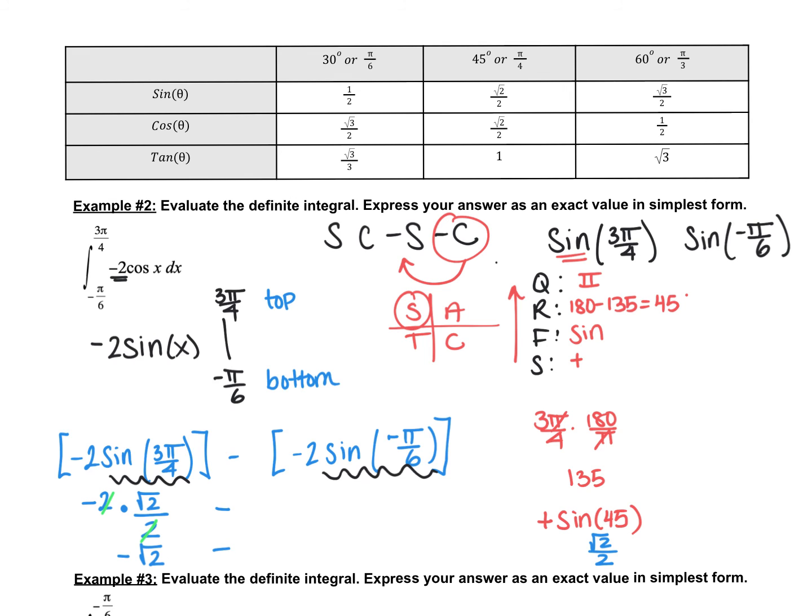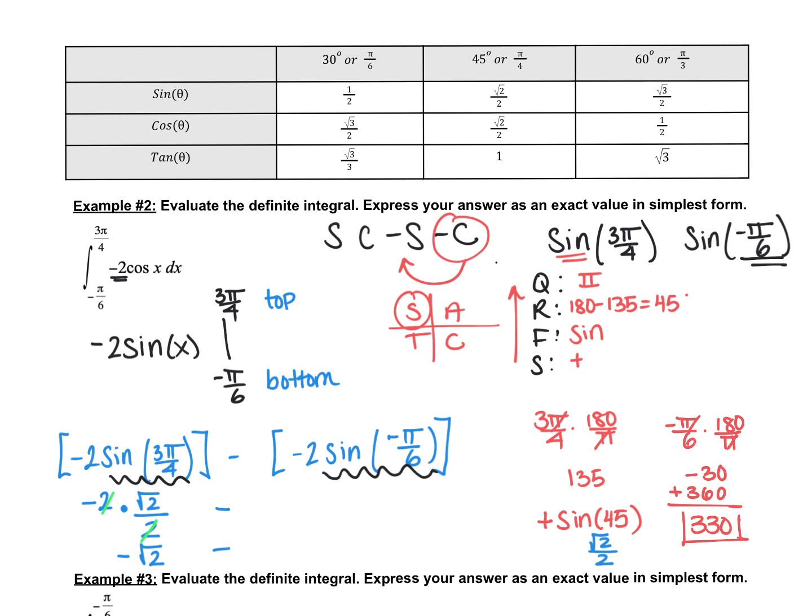We now need to subtract it from the value that we got here. First, for the same thing, we need to convert negative pi over 6 into degrees. So negative pi over 6 times 180 over pi gives negative 30. Negative 30 is not really allowed, since you can only use angles between 0 and 360, so you have to use coterminal angles. Negative 30 plus 360 gives a coterminal angle of 330 degrees. So we're going to use this angle here, 330.